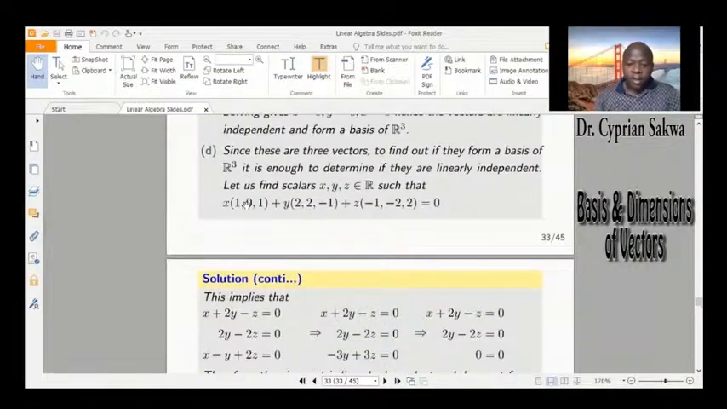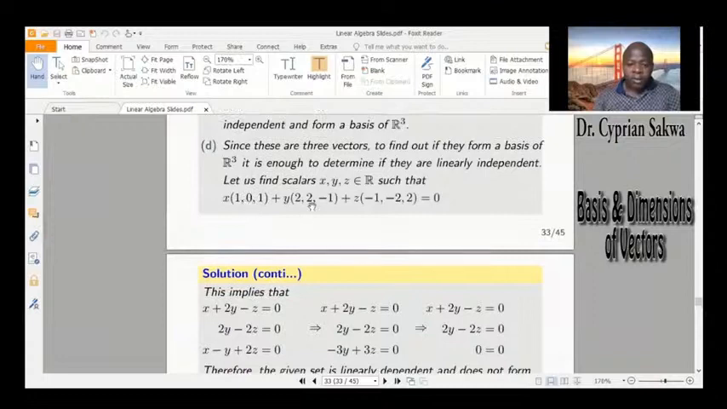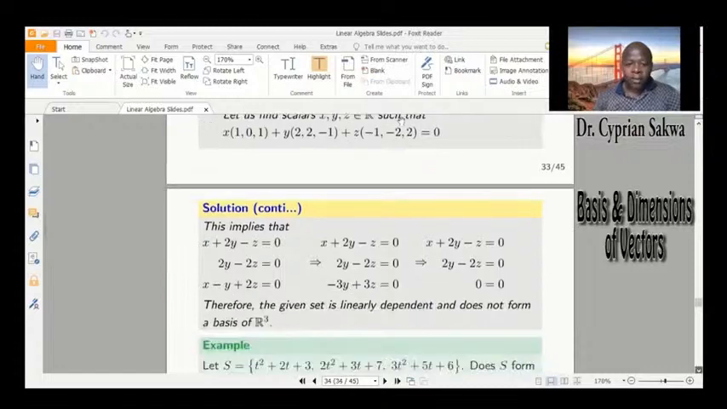Now, the vectors we are given were this, this, and this. So we want to obtain scalars x, y, and z. Check that x times this plus y times this plus z times this gives us 0. If x, y, and z are all 0, then the vectors will be linearly independent. So let's proceed and see. Let's just multiply.